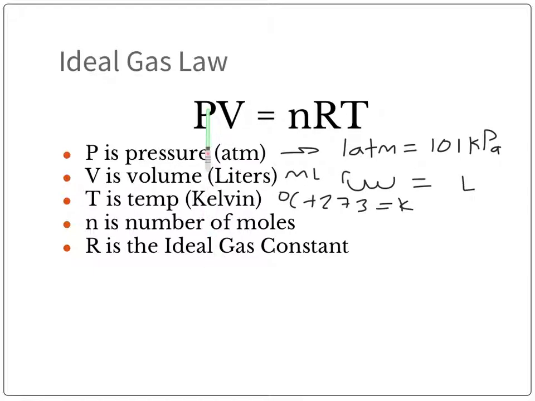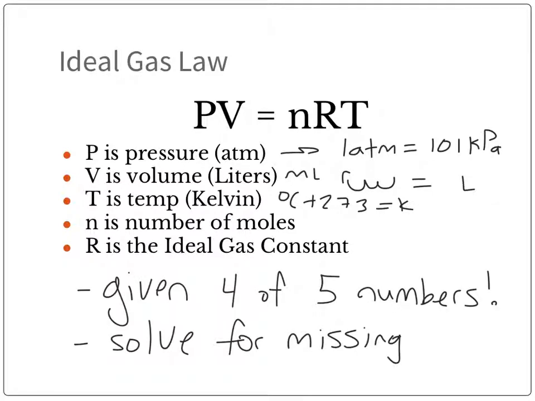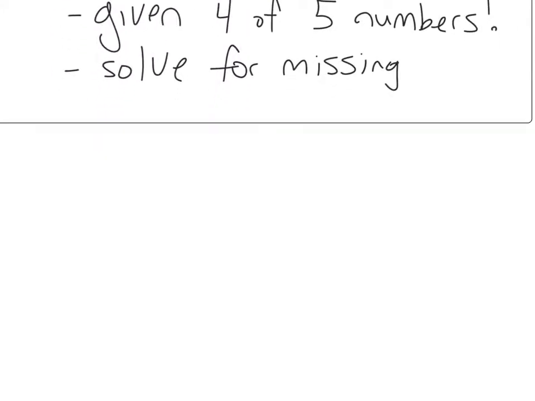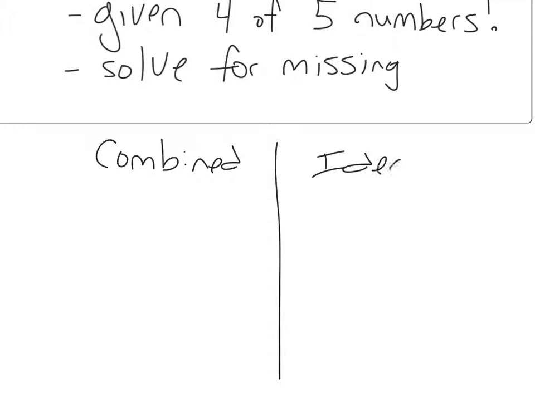The gas law is P times V equals N times R times T. And in these problems, you'll be given 4 of the 5 numbers and solve for the missing one. Now, what makes the ideal gas law different than the combined gas law is one basic principle. If I split this screen into two sides, with the combined gas law on the left and the ideal gas law on the right, I'll first start by writing out the gas laws separately.